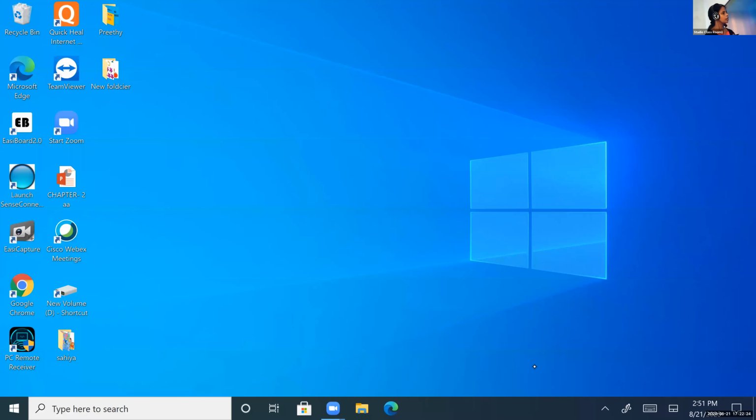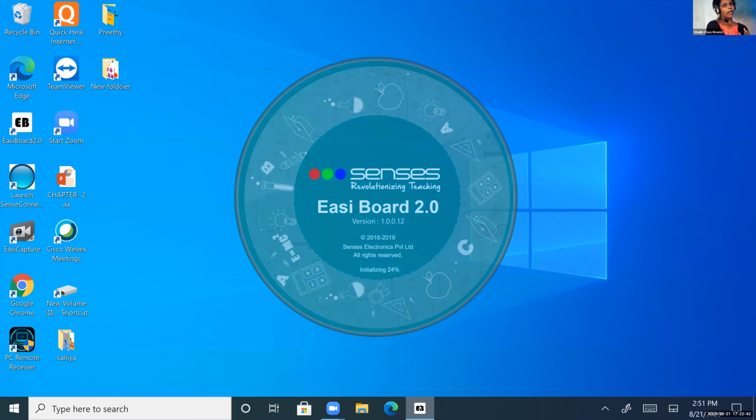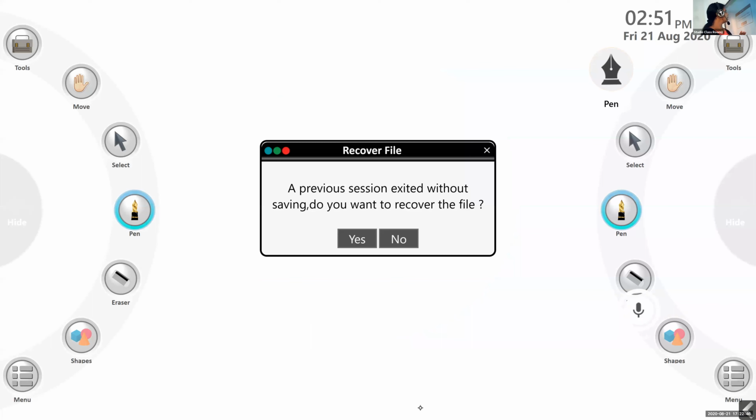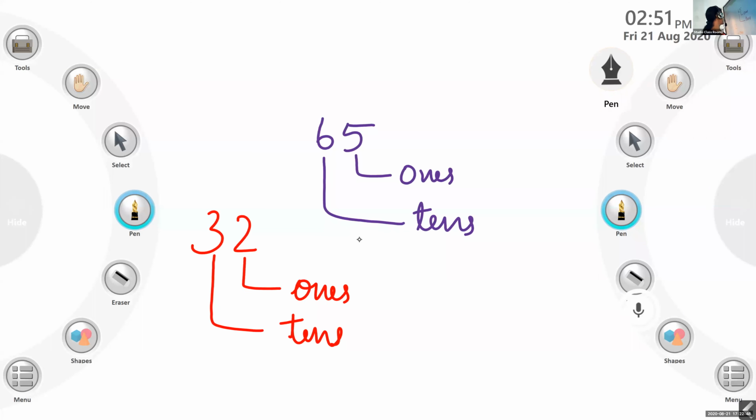The board is gone again. Let me take the board once again. Okay, so we have the number 68. The ones place digit is 8 and the tens place digit is 6.